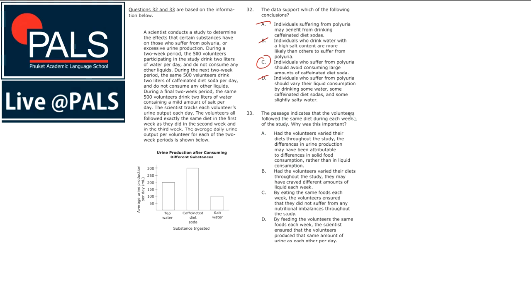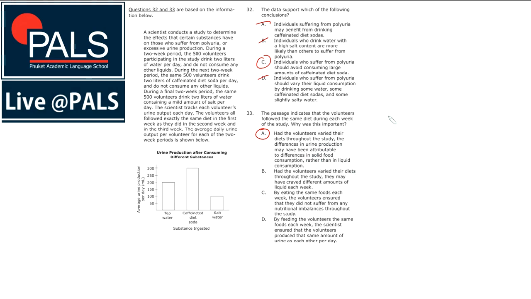The passage indicates that the volunteers followed the same diet during each week of the study. Why was this important? Had the volunteers varied their diets throughout the study, the difference in urine production may have been attributed to differences in solid food consumption rather than liquid consumption. Yes, that makes the most sense. Food consumption is a variable that may affect the urine production as well.